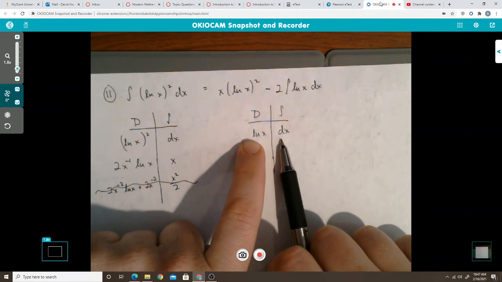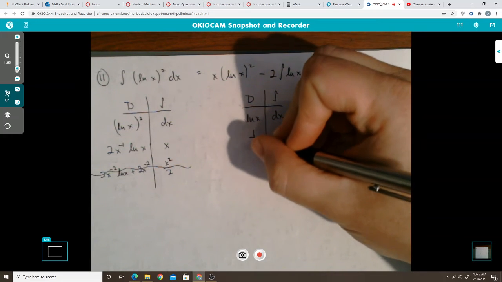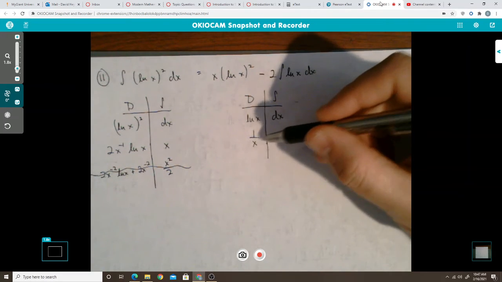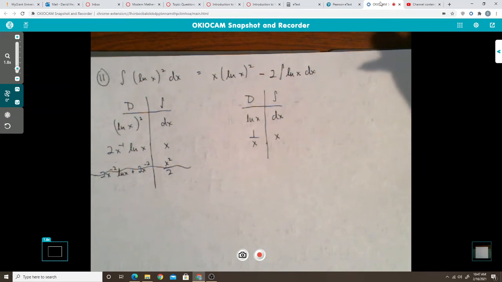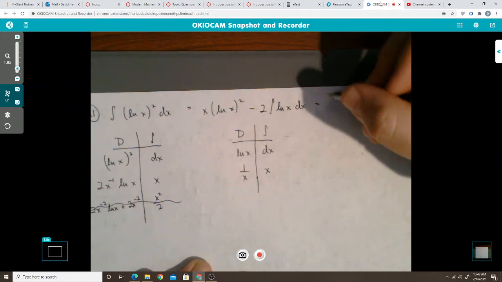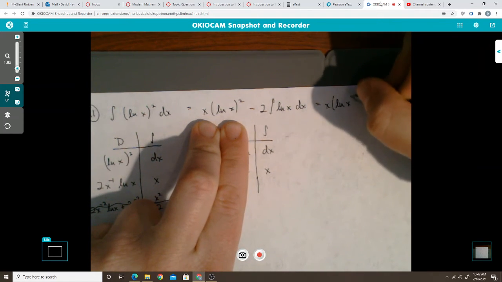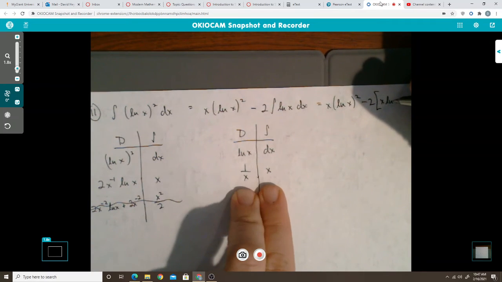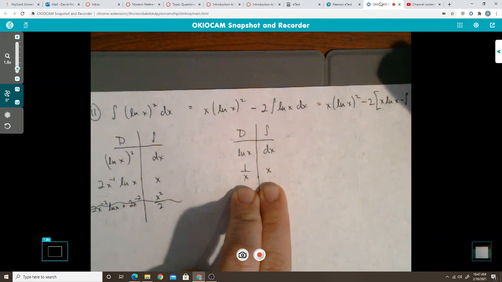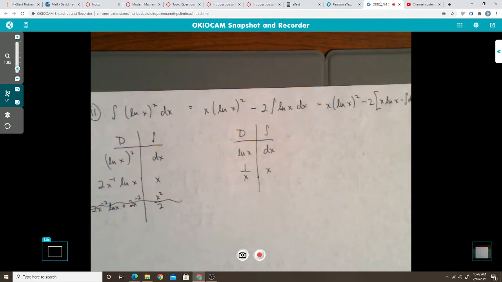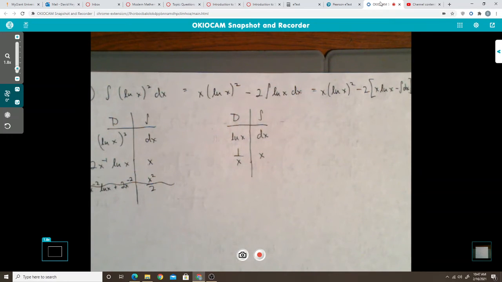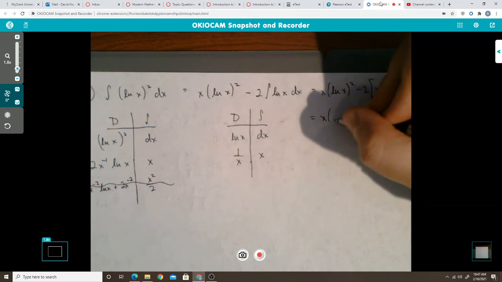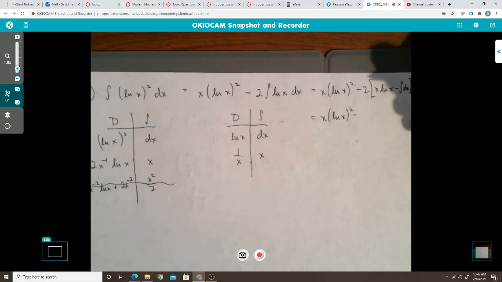But if I can start over with a fresh slate here, the derivative of ln of x is just 1 over x, the integral of dx is just x, and notice when I multiply these together, I just get 1, right? And so that's really nice. So I've got x ln of x squared minus 2 times x ln of x minus the integral of just 1 dx, right? And that integral is easy. So then we can say it's x ln of x squared minus 2x ln x plus 2x plus c.